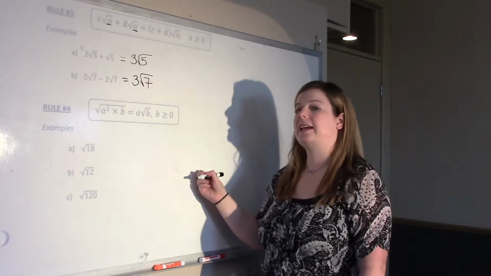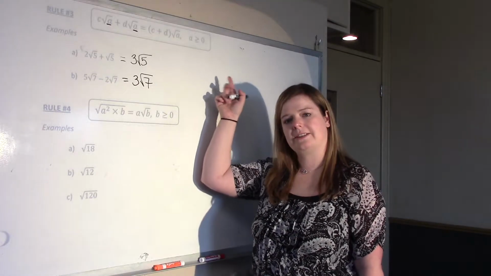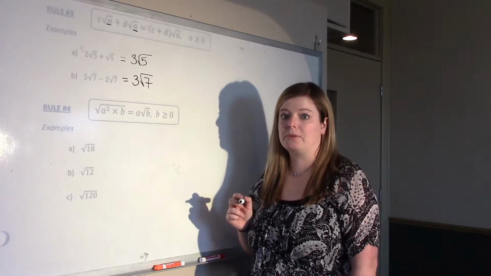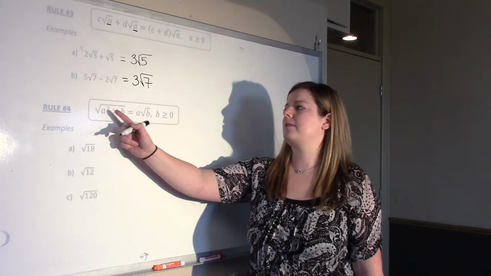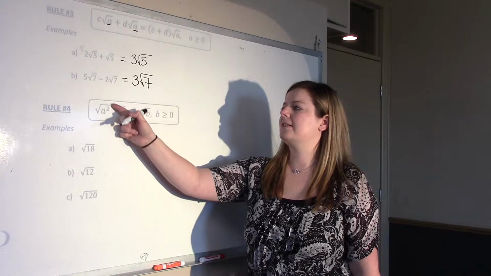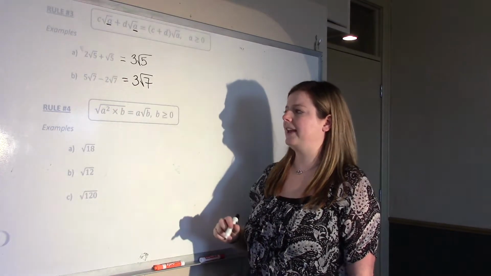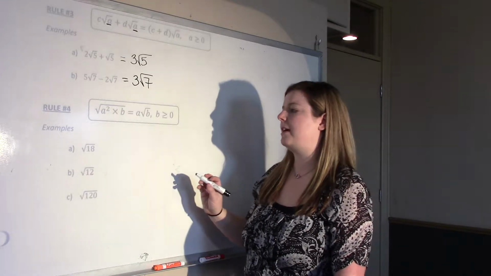Okay, and finally, now this will come into play, that whole 16 times 2 instead of root 32. If you have something that's squared, so a squared times b, then you can take this perfect square out and put it on the outside. Okay, so we'll show you what that means.